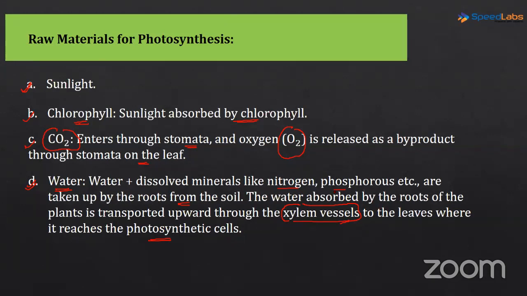The water that is absorbed by the roots of the plants is transported upward through the xylem vessels to the leaves, where it reaches the photosynthetic cell. Jahan pe process of photosynthesis ho raha hai, ye wahan pe pahunchayega pani ko, because pani is one of the raw materials of photosynthesis. Okay, so water plus dissolved minerals like nitrogen, phosphorus, etc., are taken up by the roots from the soil, and the xylem vessels transport the water along with the dissolved minerals to the photosynthetic cells. Okay, I hope I am clear on this point.